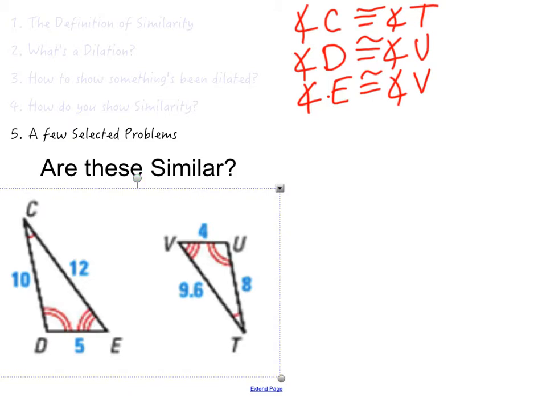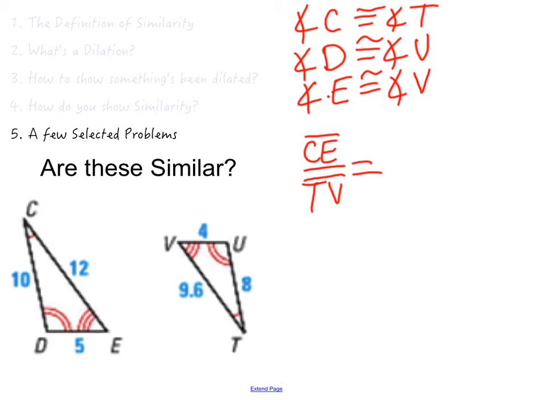So next we're going to make sure that they're proportional, and to set that proportion, we are going to test the different side lengths, right? So the first one that I'm going to do is C to E over DE. Yeah, DE.